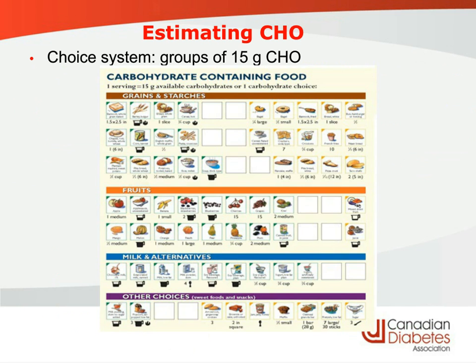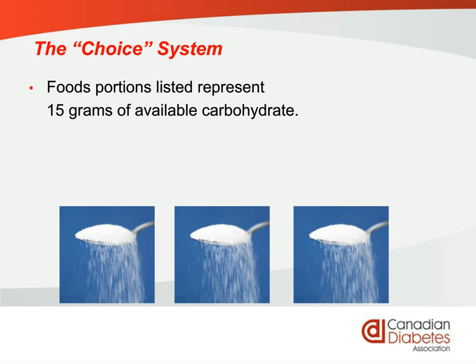All right. During the presentation, I'm going to talk about carb choices and carb grams interchangeably, and that's because we have what's called the choice system. You can see here we have our 4 categories of foods that contain carbohydrates: our grains and starches, fruits and sweet vegetables, milk and alternatives, and our others, or our sweet foods. Each of these items, the serving size that you see, contains 15 grams of carbohydrate, or is one choice.